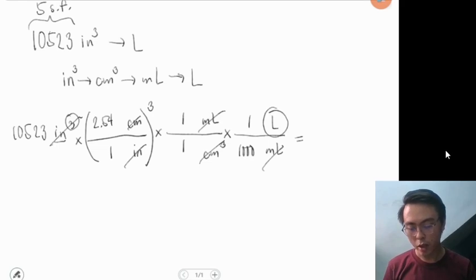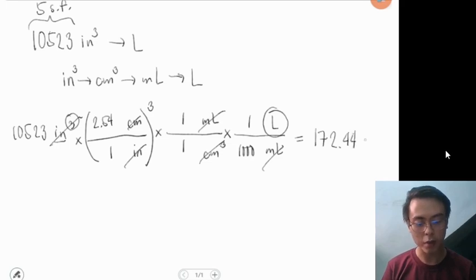So that is 10,523 times 2.54 cubed. Do not forget the cube. Divided by 1,000. The answer in 5 significant figures, 172.44 liters. That is our final answer.